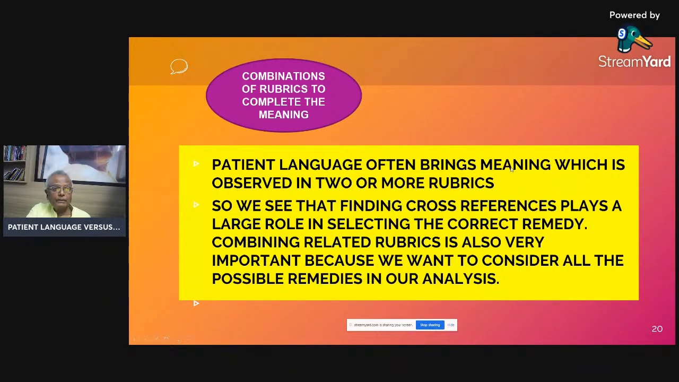Patient language often brings a meaning which is observed in two or more rubrics. So we see that finding cross references plays a large role in selecting the correct remedy. And combining related rubrics is also very important because we want to consider all the possible remedies. It is not about how many rubrics we are collecting, or what should be the minimum and what should be the maximum. It is not the question.